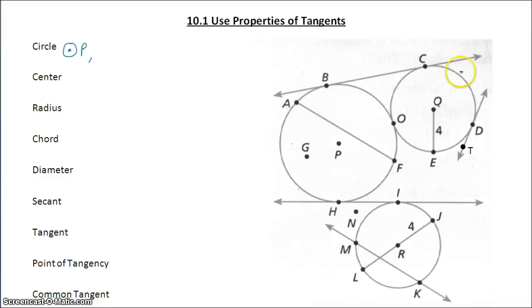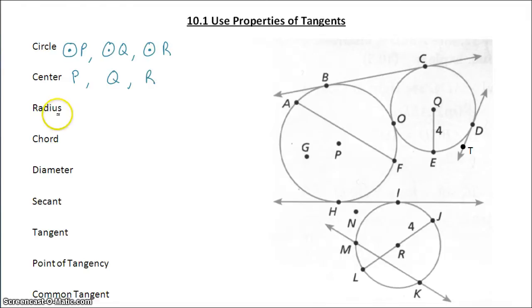We also have circle Q and circle R. Now the center of a circle is a point. So if I want to name the center of circle P, I'm going to use the notation for a point, a capital letter P. And the center of circle Q is capital letter point Q, and the center of circle R is capital letter point R.